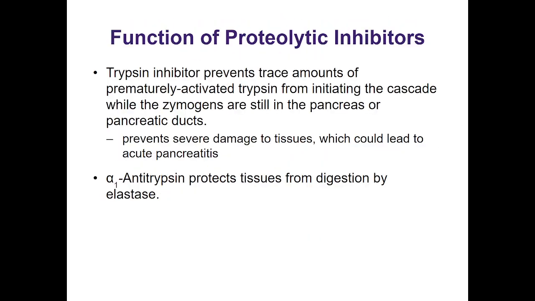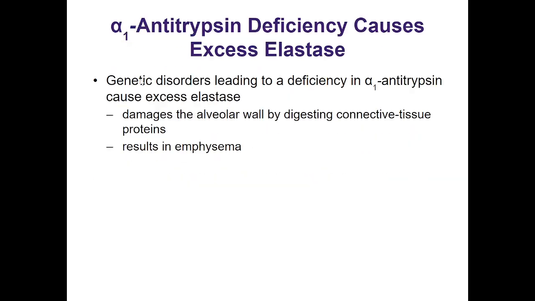Yeah. Okay. So the alpha-1 antitrypsin is going to protect tissues from digestion by the elastase. The alpha-1 antitrypsin deficiency is actually going to cause excess elastase. There's actually just genetic disorders that lead to the deficiency of the alpha-1 antitrypsin. This will cause excess elastase.